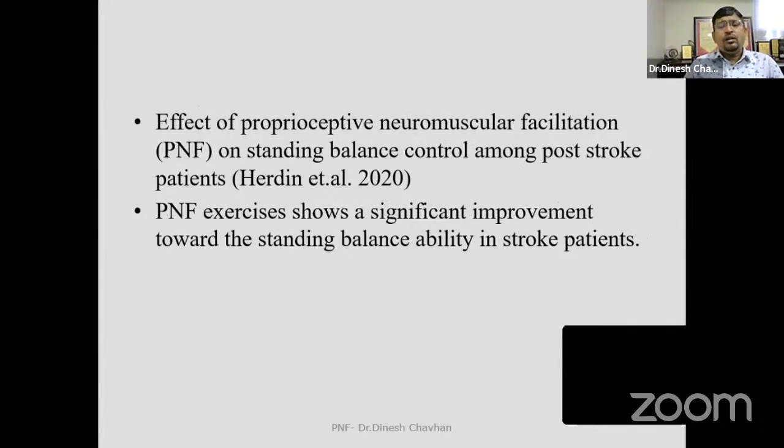Next study: the effect of PNF on standing balance control among post-stroke patients. This study was done in 2020 by Hardin et al. And they found significant improvement in the standing balance of the stroke patient. Here they mostly used stability, rhythmic stabilization, and stabilizing reversal in a standing position, and they found a very good result.